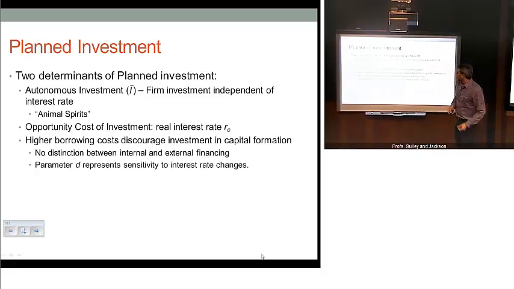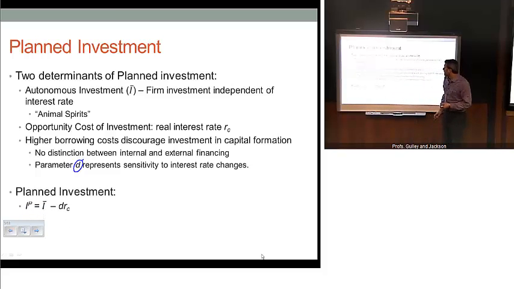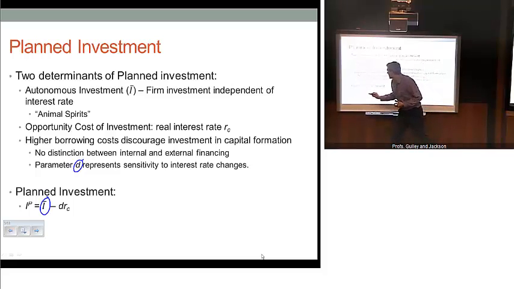And then we can measure the sensitivity of investment to the interest rate through this parameter D right here. So when we put these pieces together, our notion of planned investment, again, is just going to be our autonomous investment. And then we have this piece here, which represents the opportunity cost of engaging in these planned investment activities.